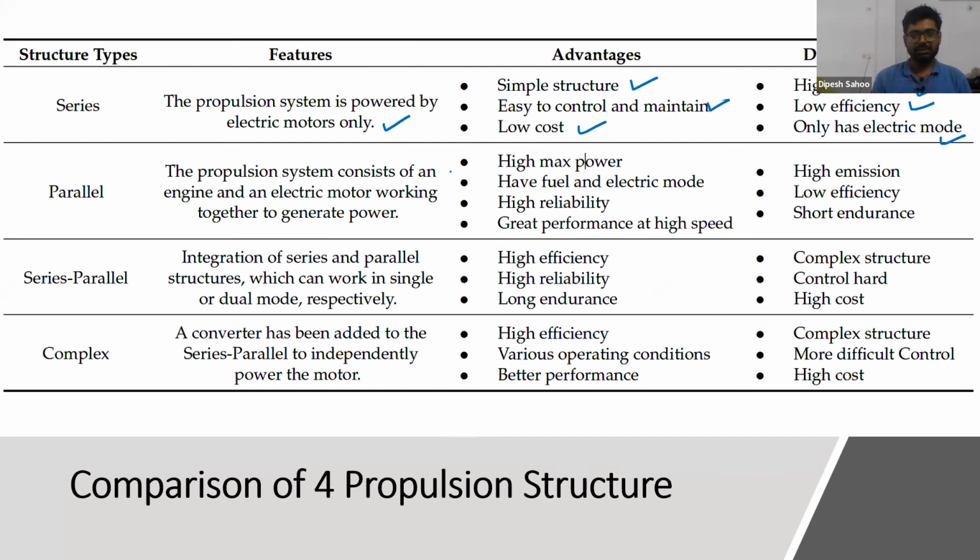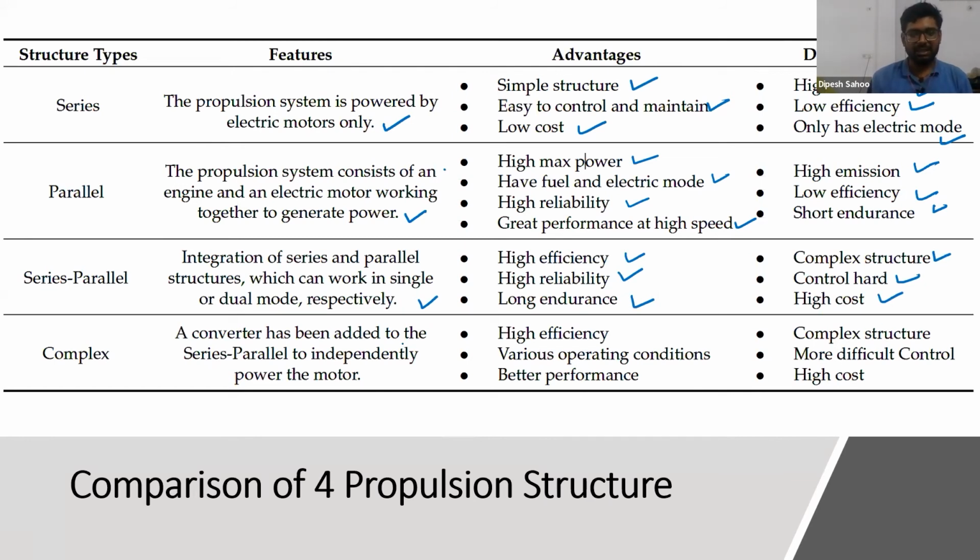Parallel: the propulsion system consists of an engine and an electric motor working together to generate power. It has high max power, has fuel and electric modes, high reliability, and greater performance at high speed. But high emission, low efficiency, and short endurance. Series parallel: integration of series and parallel structures which can work in a single or dual mode respectively. High efficiency, high reliability, long endurance. But the structure is complex, control is hard, and cost is very high.